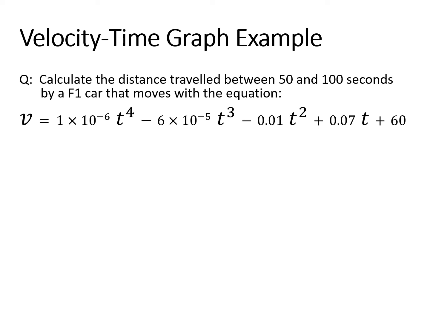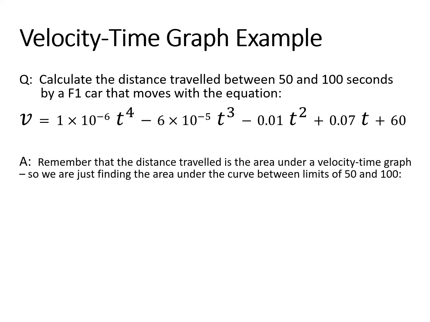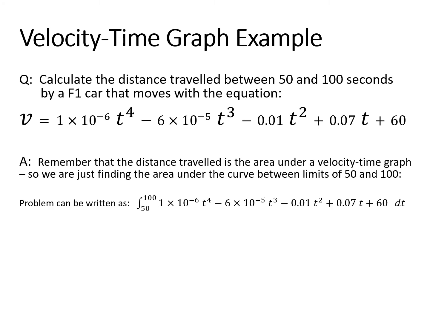So first of all, we write out what the question should be. Now, remember, we're trying to find the area between 50 and 100. Now, it is the area we're calculating, because on a velocity time graph, which is what this equation represents, the distance is the area under the graph. So we are calculating the area. So we write out the problem, and there's our limits, 50 and 100, and then there's the whole equation, and it's got dt on the end.